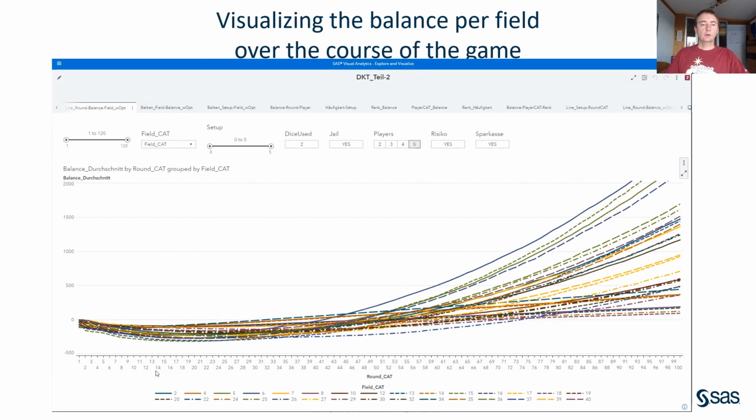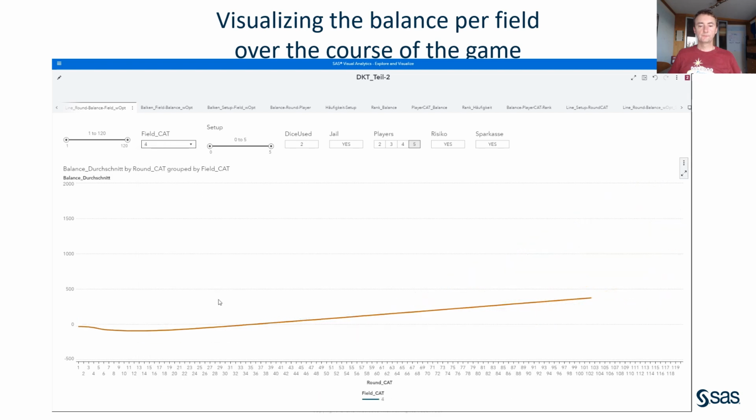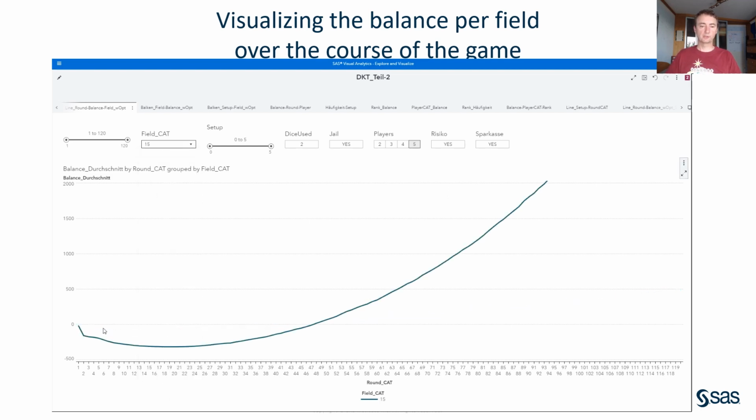Let's take a look at another example. This is where they study over the rounds of the game. So in this example, they consider 120 rounds. What is the profitability of all the fields? They draw 1 line per field. So for example, if we select field number 4, we see that at the first rounds you have a negative balance because you pay for it, and only over time you get visits and come up to the positive area.